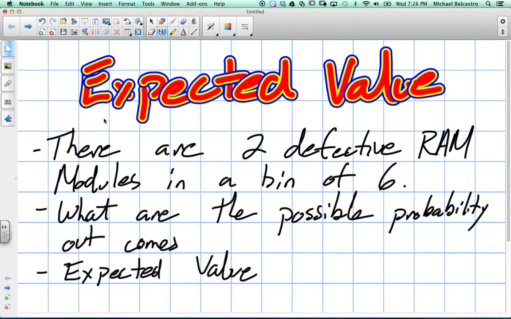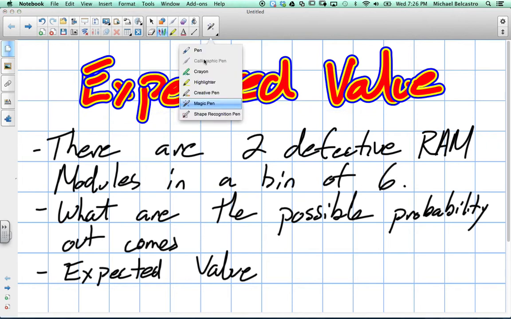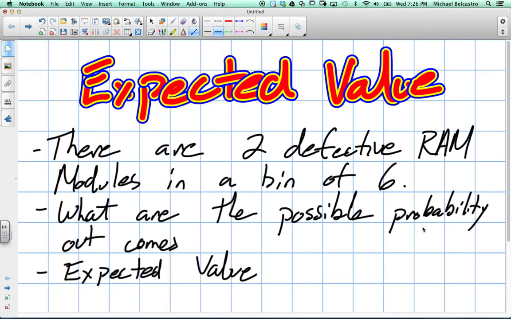Okay, so we're going to go through expected value, and they've given us a question, and it looks like this. It says there are 2 defective RAM modules in a bin of 6. So essentially, we're pulling out of some bin.